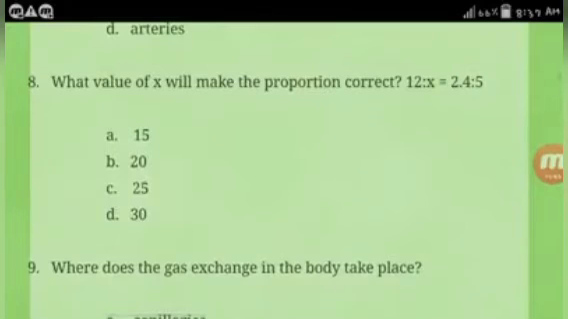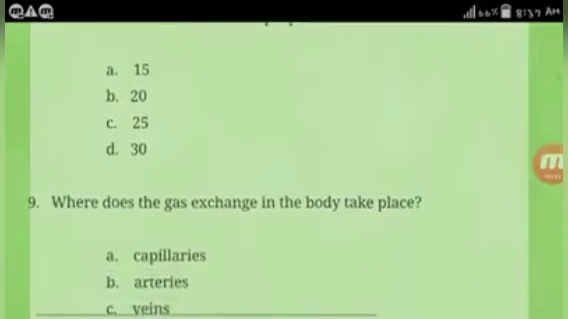Next, number 8, what value of x will make the proportion correct? So you just have to multiply the extremes and the means. Okay, so x times 2.4, so that's 2.4x is equal to 12 times 5, which is 60. So 60 divided by 2.4, that will give you 25. Okay, letter C.